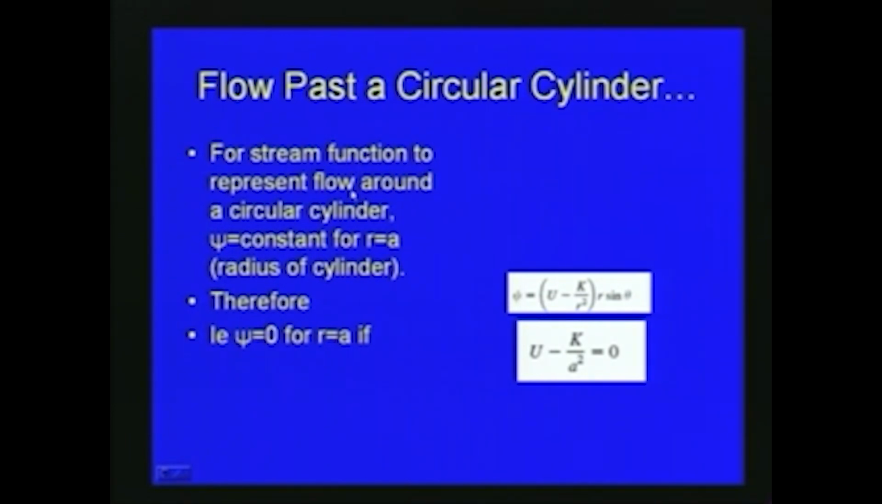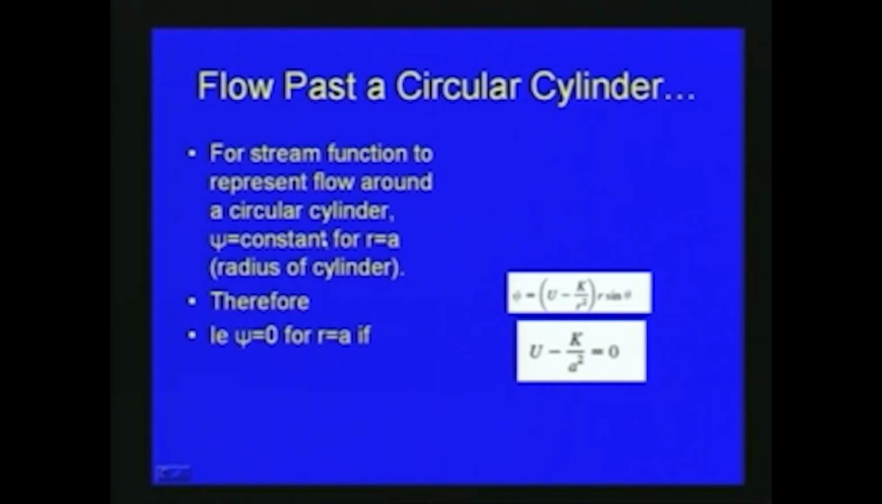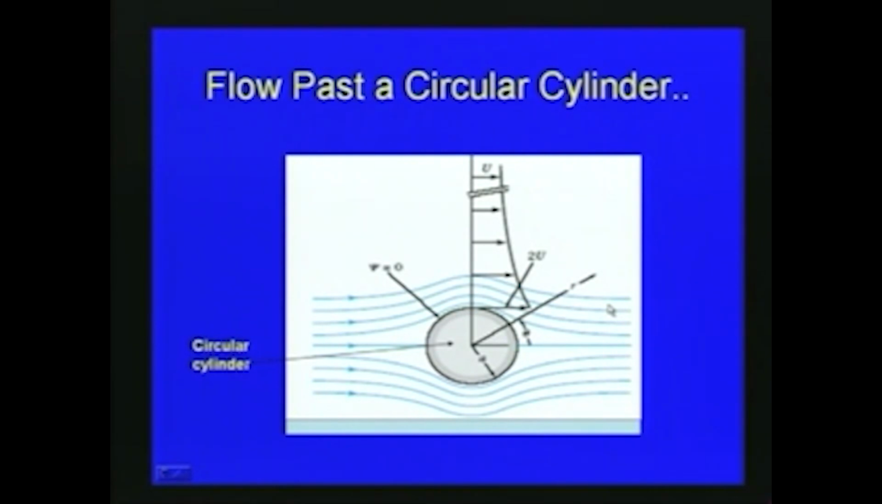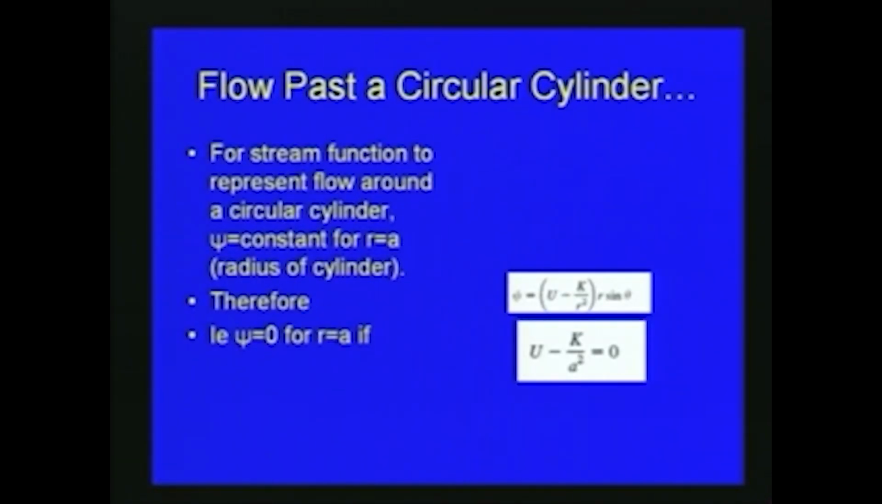To obtain the stream function that represents flow around a circular cylinder, psi is equal to constant for r equal to the radius of the cylinder. Here r is equal to the radius of the cylinder, r equals a. So, when r is equal to a, psi is constant. We can write psi is equal to u minus k by r square, times r sin theta, with respect to the previous definition. Here psi is already defined as u r sin theta minus k sin theta by r. When we put r is equal to a, we get the stream function psi is equal to u minus k by r square, times r sin theta.